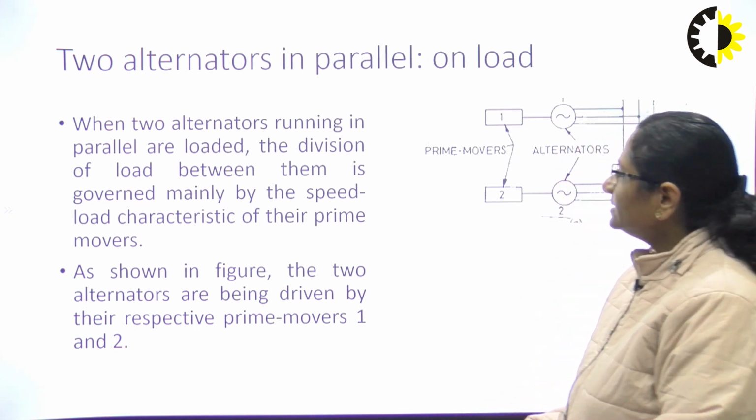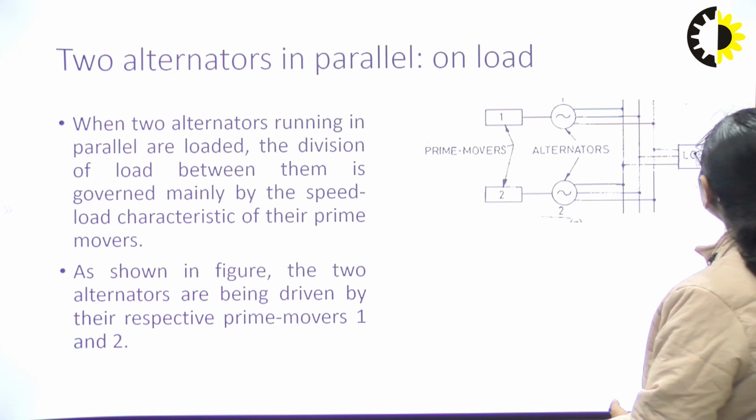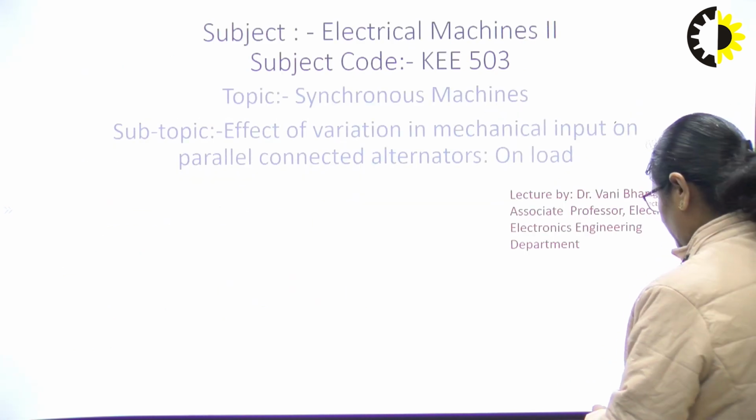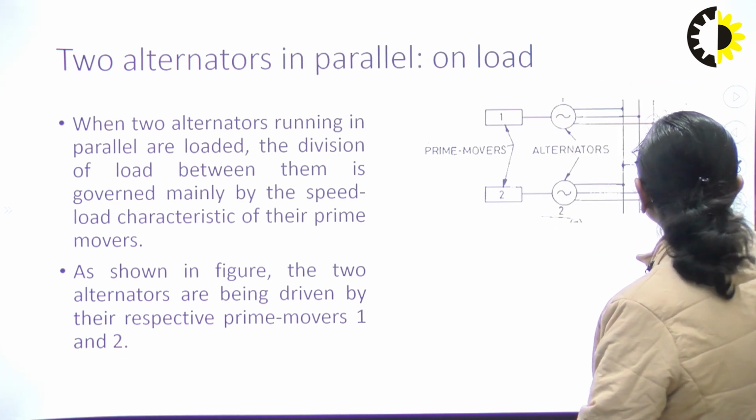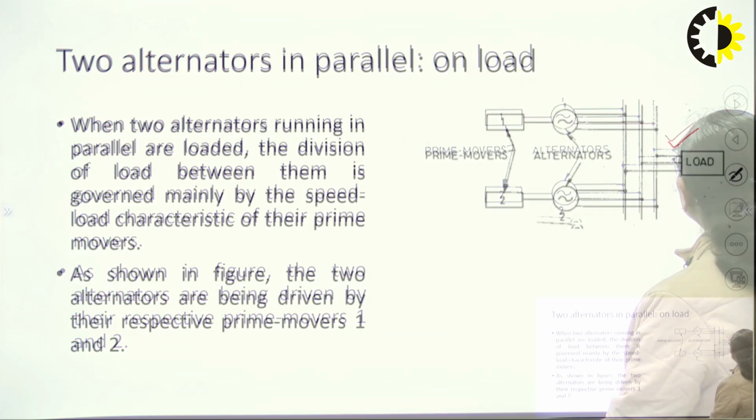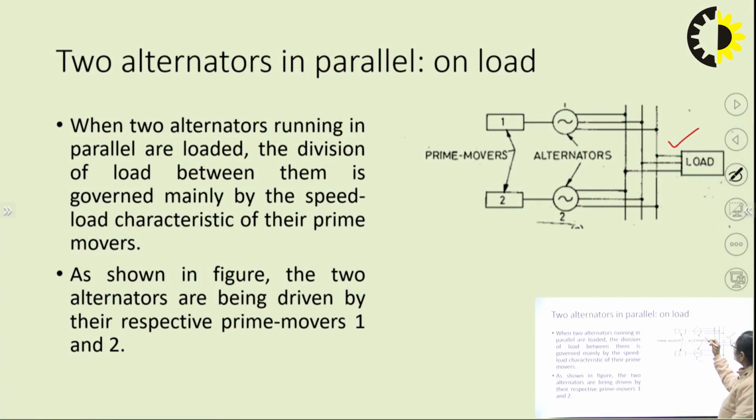This is the system. Let us consider that a common load is connected over the system. This load is being supplied by two alternators, alternator 1 and alternator 2. Two alternators are being driven by two prime movers, prime mover 1 and prime mover 2. So, when two alternators running in parallel are loaded, the division of load between them is actually governed mainly by the speed load characteristic of the prime movers.